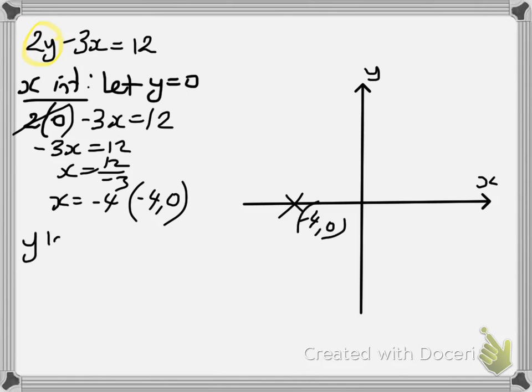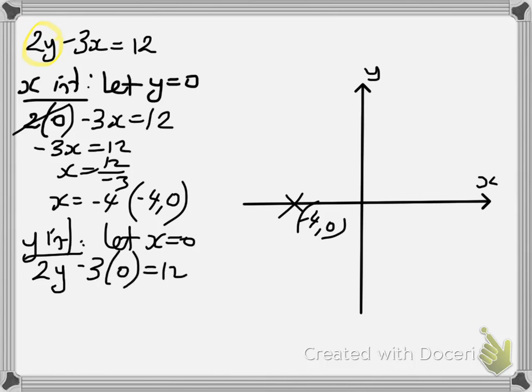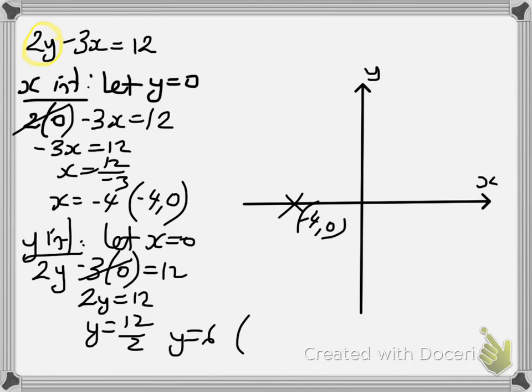Next point, the y-intercept. Let x equal 0. So you see the working out that I'm doing. Minus 3 times 0 equals 12. So the equation 2y minus 3x equals 12 becomes 2y minus 3 lots of 0 equals 12. We know that disappears, so 2y is 12. y is 12 divided by 2. y is 6, or in point form this time, it's 0, 6, which is up here on the y-axis.